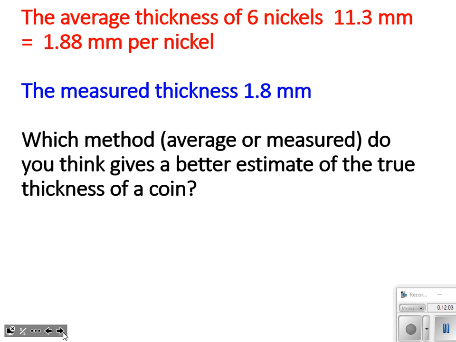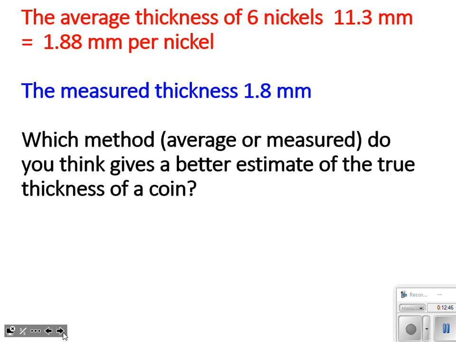Now, the final thing that I want to talk about here is the average thickness. I measured out 6 nickels, and those six nickels had a length of 11.3 millimeters. When I averaged that out, it came to be 1.88 millimeters per nickel. Well, when I measured out the thickness of 1 nickel, I measured it at 1.8 millimeters.